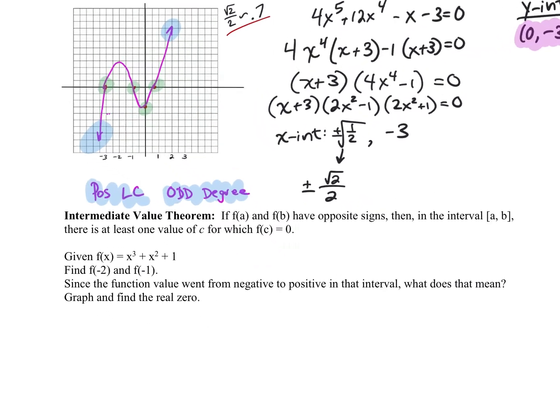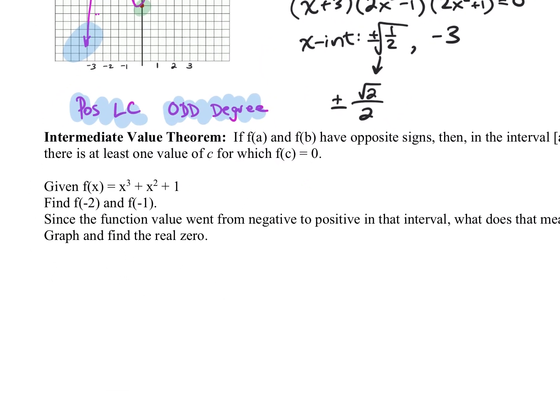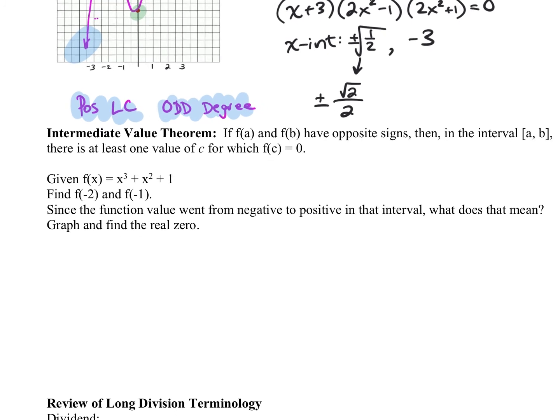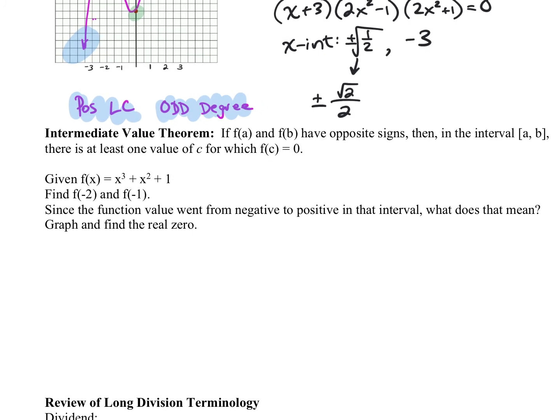We will finish up this part of our notes here with the intermediate value theorem. This is one of those very intuitive things that we can do in math that we don't have to fight our brains too much on, right? So here's what they tell us. This is somewhat confusing the first time through, but if f of a and f of b have opposite signs, then on the interval from a to b, including the endpoints, there is at least one value for c that equals 0.